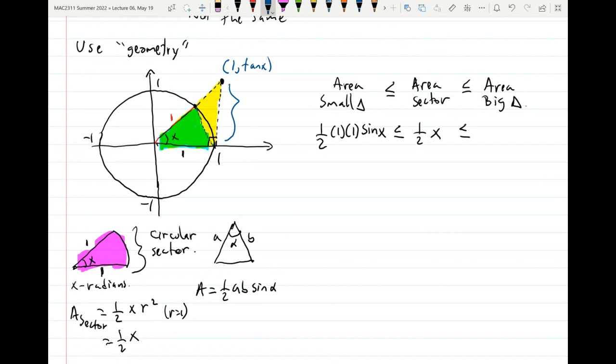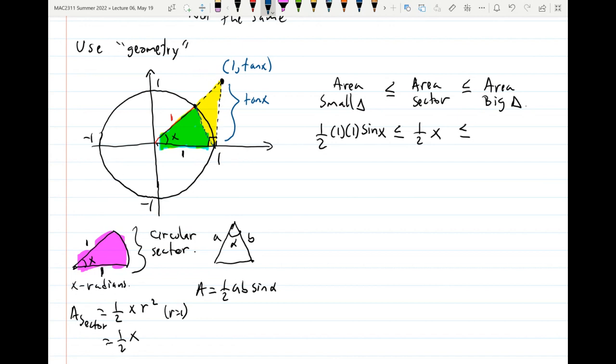And indeed, remember that's a right triangle. So what's tangent of x? That's opposite over adjacent. Whatever the opposite is, that's your y, right? And then the adjacent is equal to 1 in this big triangle. So that means the y value of that point is the same thing as tangent of x. So this part right here is tangent of x.